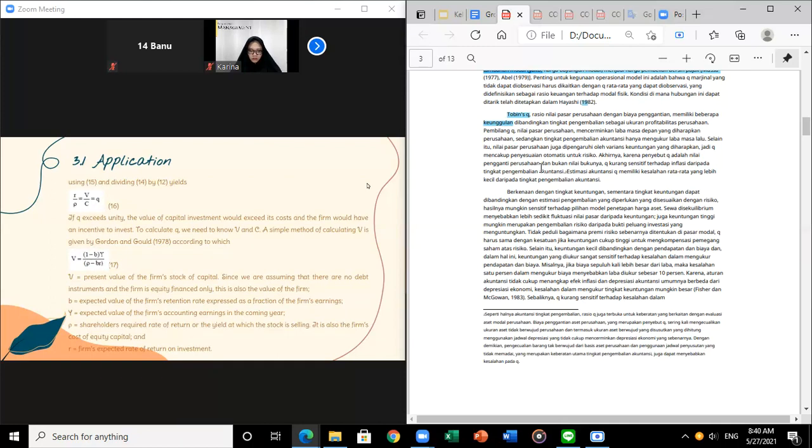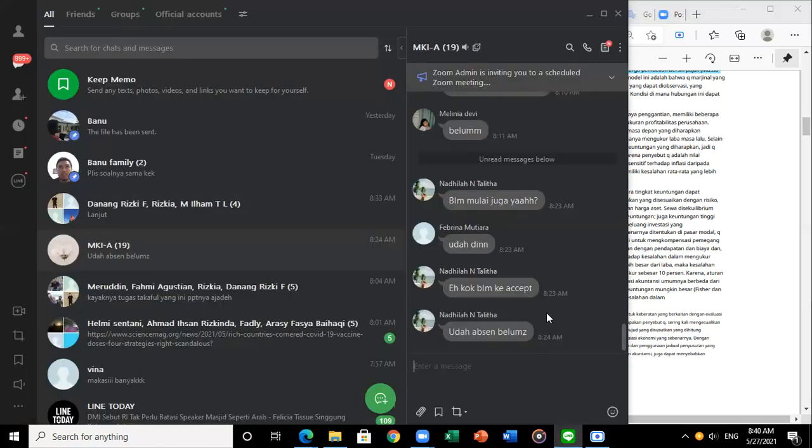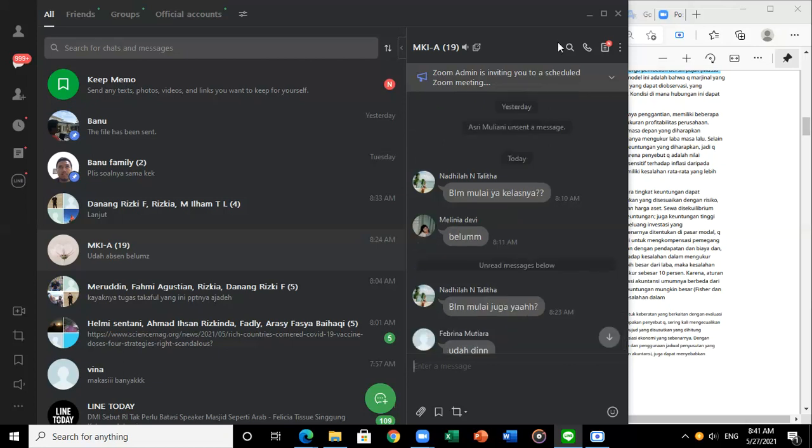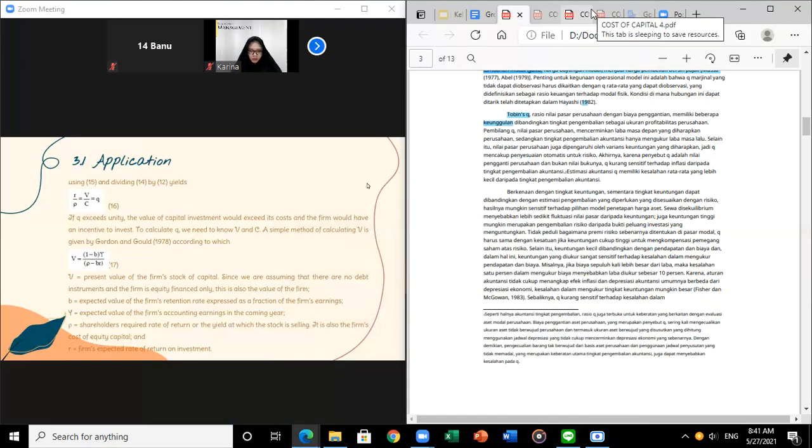So using equation number 15 and dividing equation number 14 by equation number 12, we will get r divided by rho equal to v divided by c equal to q. If q exceeds unity, the value of capital investment will exceed its cost, and the firm will have an incentive to invest. To calculate Q, we need to know V and C.